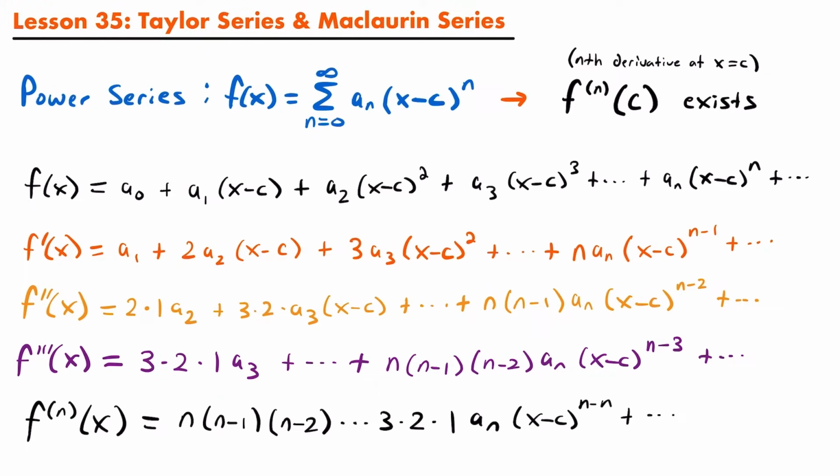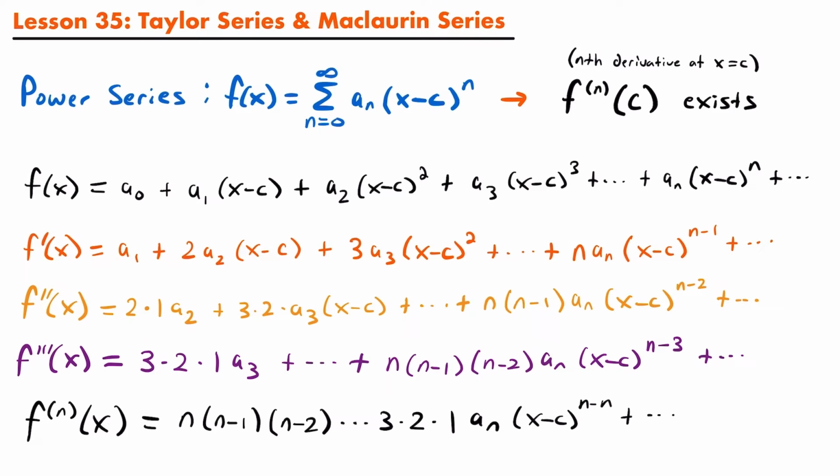Now if we look at the second derivative, if you plugged c into this second derivative, this first term would stay, 2 times 1 times a sub 2 would stay. There's no x there, so we can't plug c anywhere in that first term, but then the rest of these terms would become 0. 3 times 2 times a sub 3 times c minus c would be 0, so this whole thing is 0, and that would occur for the rest of the terms. And then of course the same thing would occur for the third derivative as well. This first term would stay put, 3 times 2 times 1 times a sub 3, and then the rest of the terms would become 0 because you'd have c minus c, which is 0, and 0 times anything is 0.